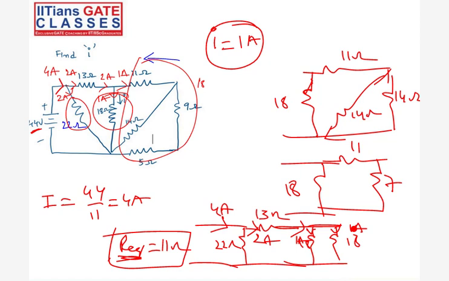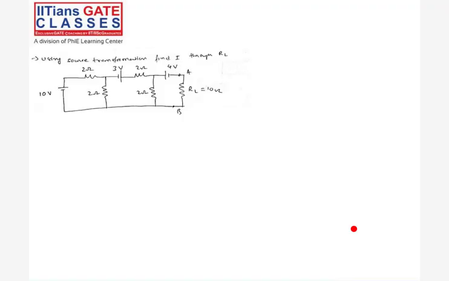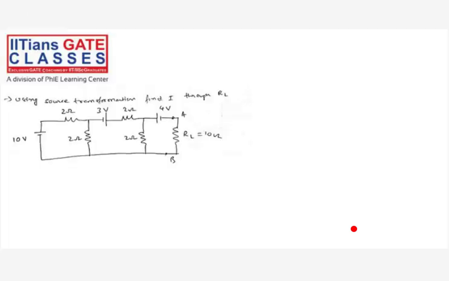Use source transformation technique. Find the current through the load resistance RL. Source transformation technique. I already told you in the last class about the source transformation technique. So use source transformation technique. Convert the sources in such a way that you'll find the current through the resistance RL. I'll give you a minute. I want everyone to solve this.